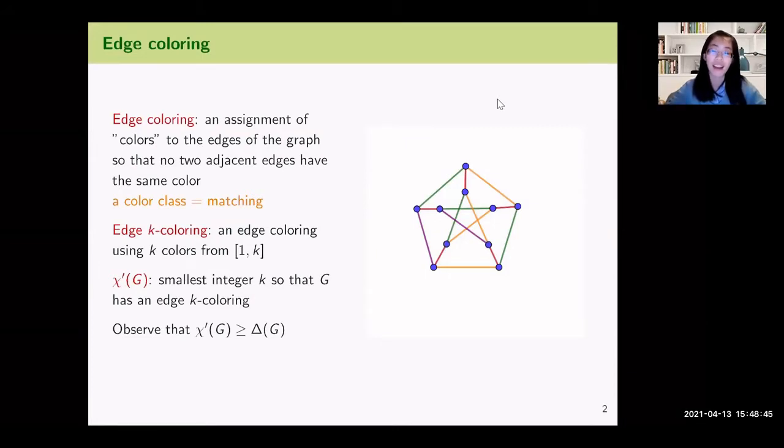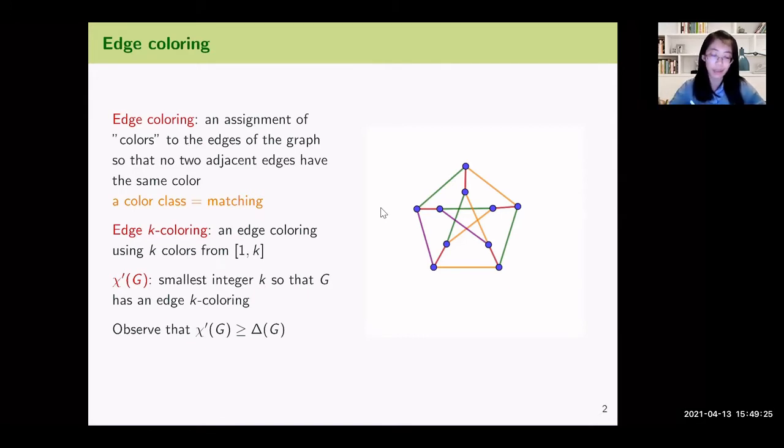When we talk about edge coloring, it just means an assignment of colors to the edges of the graph so that incident edges receive different colors. If any two edges receive the same color, then they don't share any endpoints, right? So from here, we see that a color class is just a matching. A color class means the set of edges with the same color. And an edge k-coloring just means an edge coloring using the integers from 1 up to k as the colors.